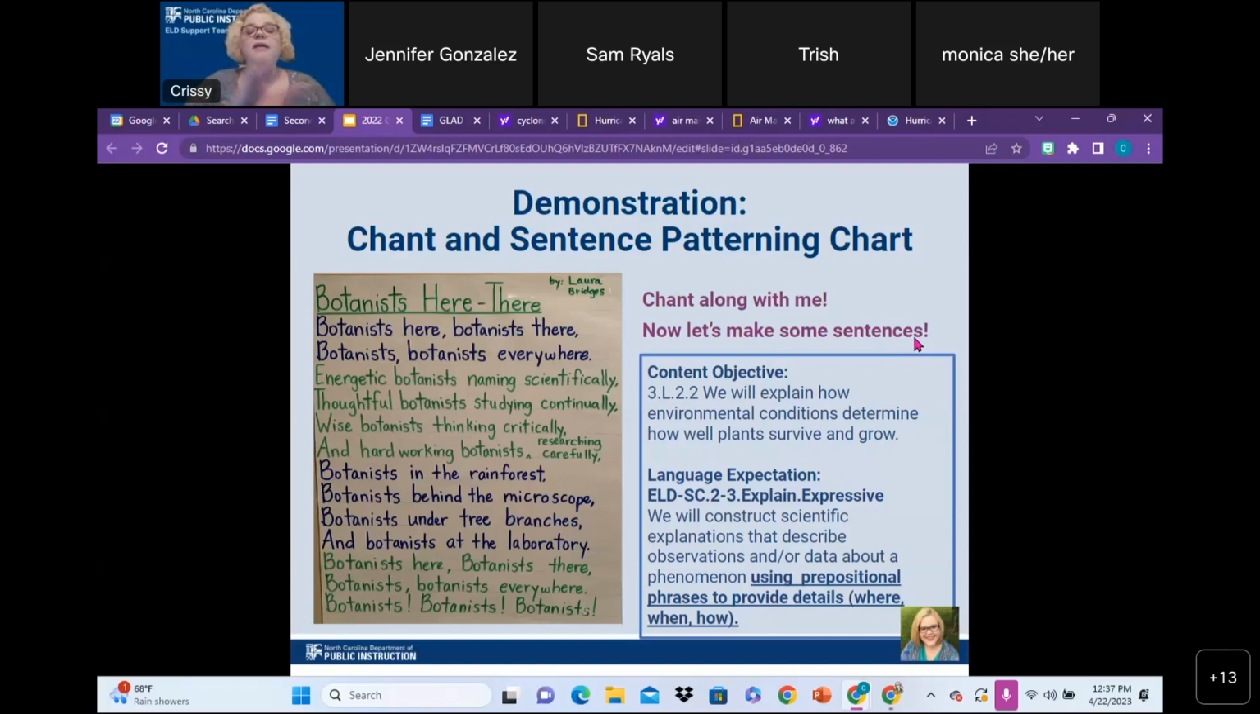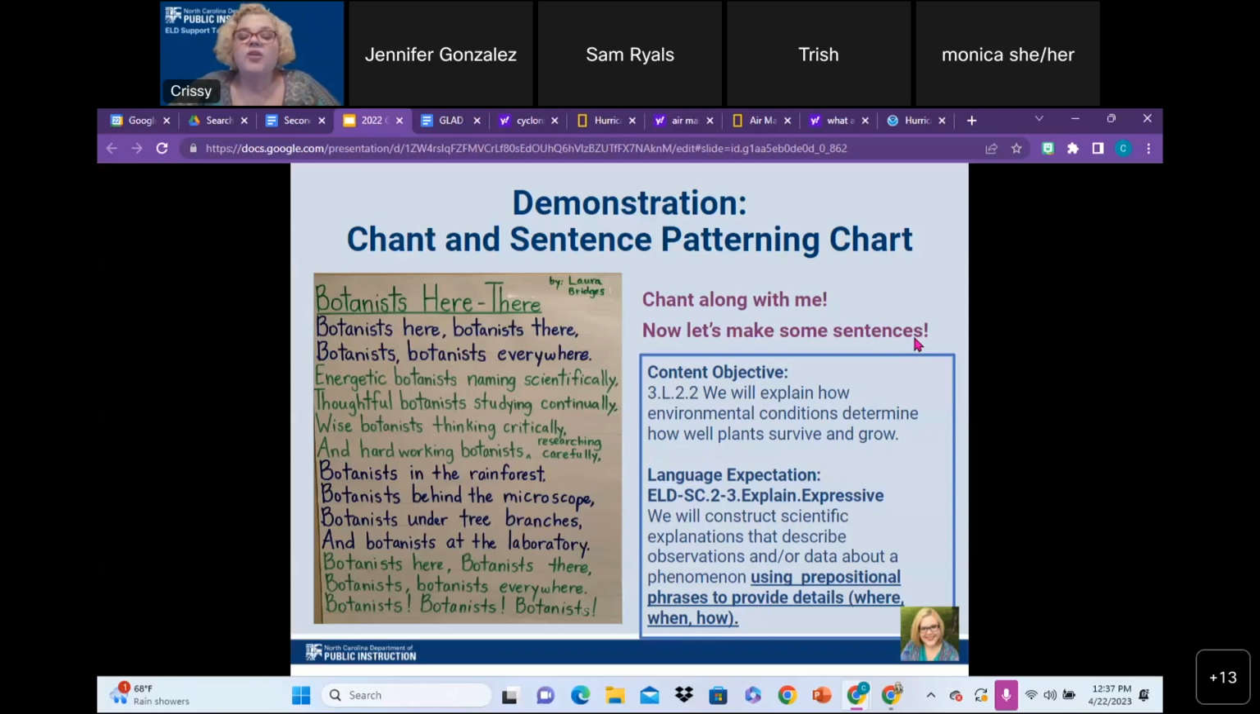As always, with Project GLAD strategies, we always want to have our objectives posted. Our content objective is we will explain how environmental conditions determine how well plants survive and grow. And our language expectation is we will construct scientific explanations that describe observations and or data about a phenomenon.